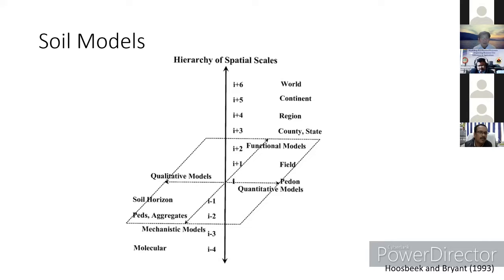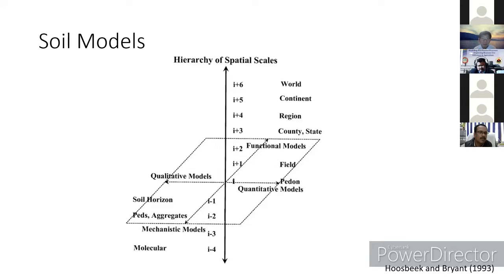There are also qualitative mechanistic models, such as Jenny's model, which says that soil is forming as a function of factors of soil formation. There are some processes happening, but you describe them qualitatively. But there are also qualitative functional models, or qualitative empirical models, that say if this soil occurs here, then it should do something like this. These are empirical models that we observe or describe in the field.